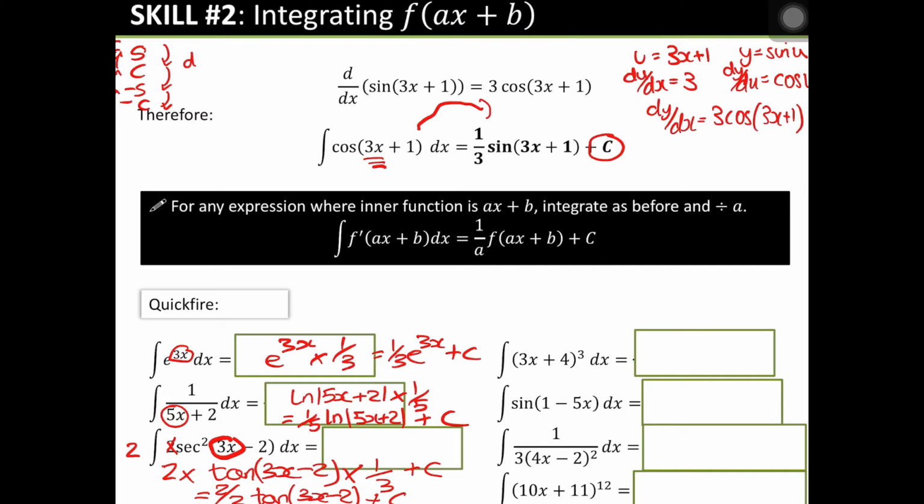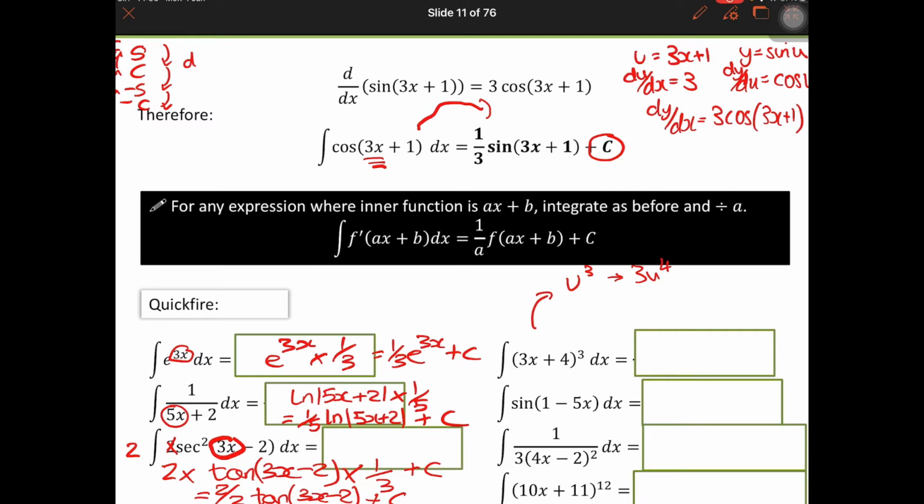Make sure you're being careful when you've got powers. So when we come to doing something like 3x plus 4 cubed, we have to integrate it as we would do normally. So to integrate, if I imagine that this is just u to the 3, when I integrate it, I treat it in exactly the same idea. Add 1 to the power, divide by the new power. So it'll be u to the 4 over 4.